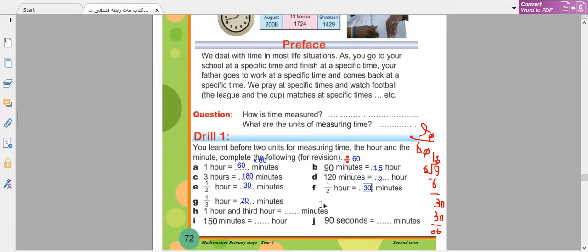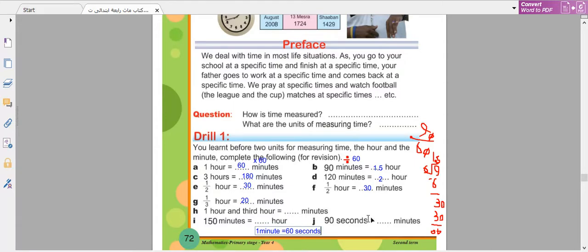We will talk today about a new unit called second. Second is smaller than minute, and note to yourself that 1 minute is equal to 60 seconds. 1 minute equals 60 seconds.